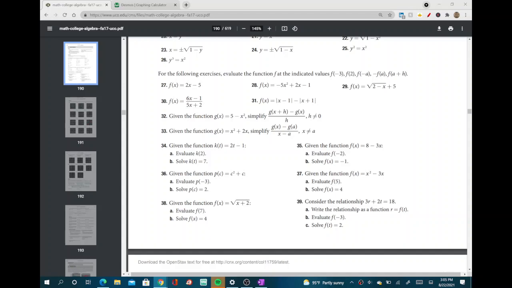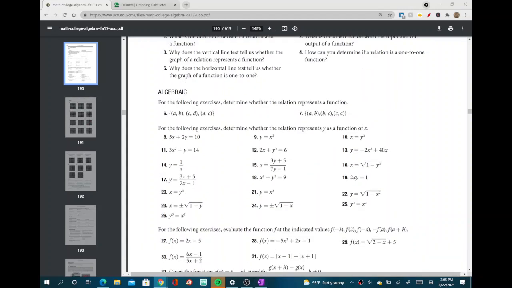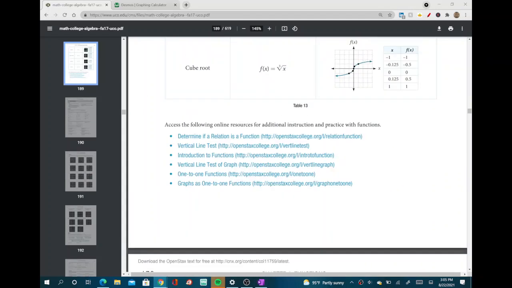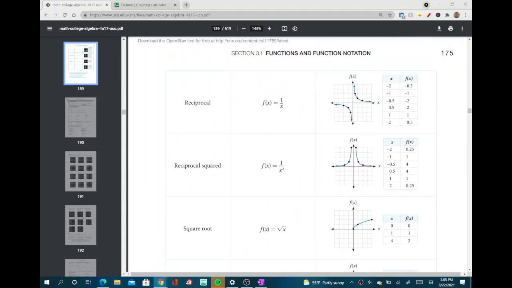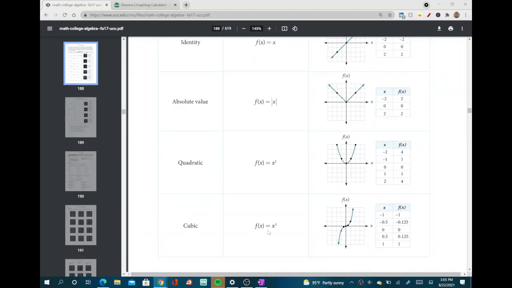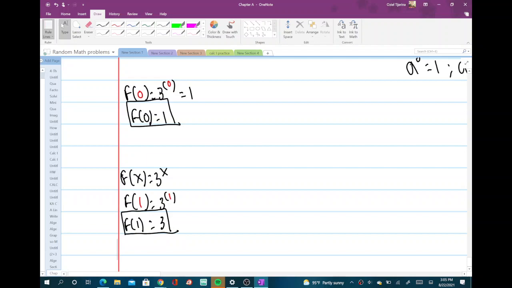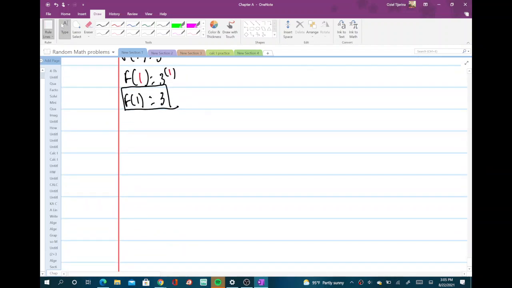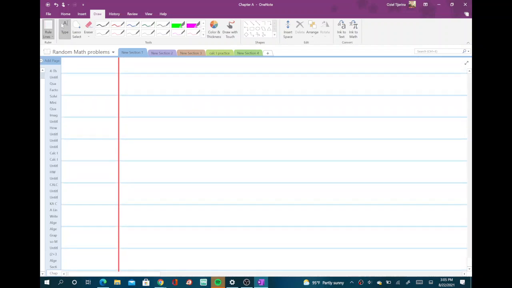Now, the last thing that I do want to go over as far as functions go is what is called the difference quotient. I'm only going to do this for one type of function.